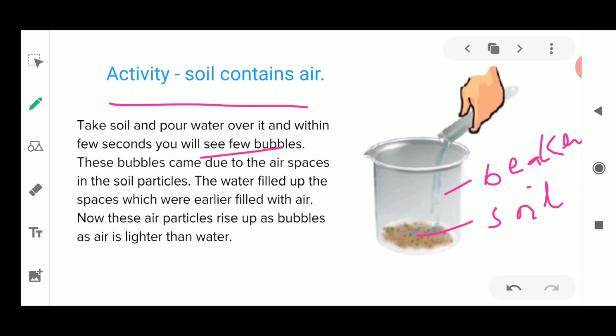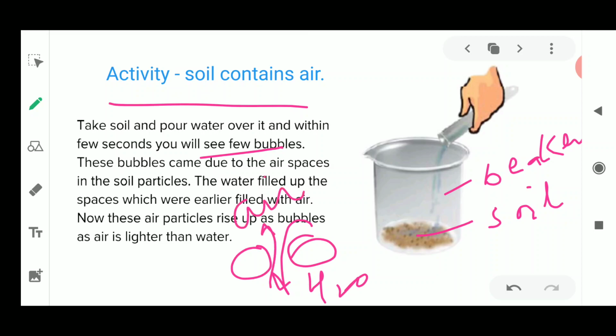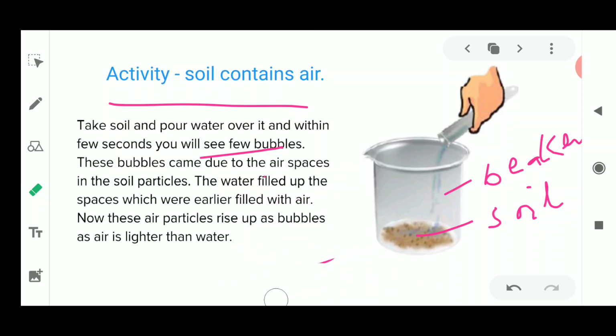Now why these bubbles, and from where is this bubble coming out? These bubbles are coming out because air is trapped in the spaces between the particles, and as soon as you pour the water, the water goes inside and the air comes out. So air was already there, and as soon as the water went in between the particles, the air came outside. Okay.